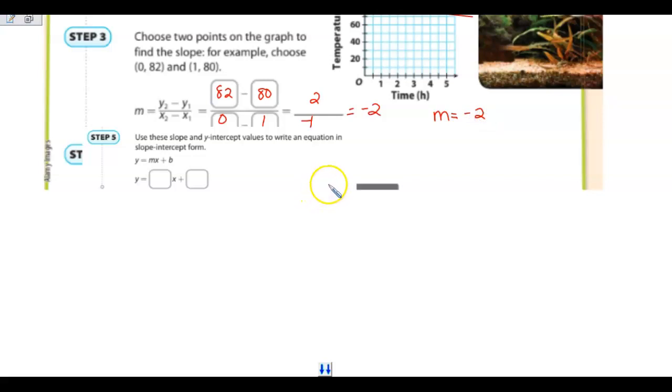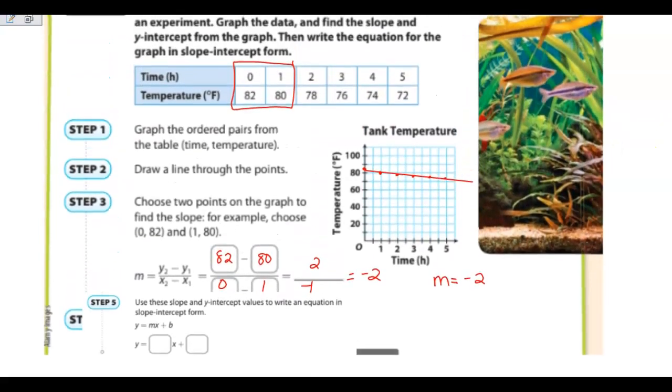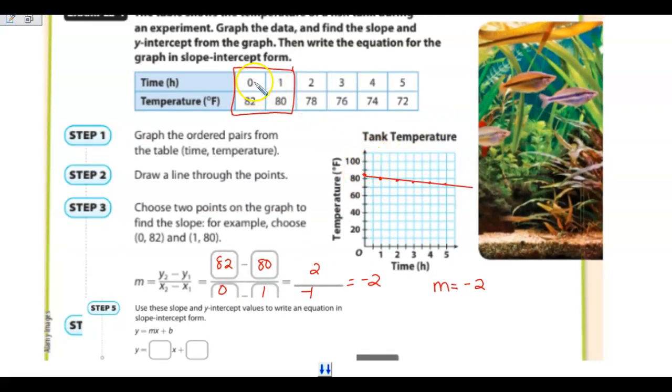And now I need to find out what my y-intercept is. I did notice that it's crossing right here, and we got that point right here. So this point right there is my y-intercept. So I know that my b is going to be 82. Now I can take this information and write my equation. So it's going to be y equals, my slope is negative 2, x, and then plus 82 because that's a positive 82. And there's my equation using this table and this graph.